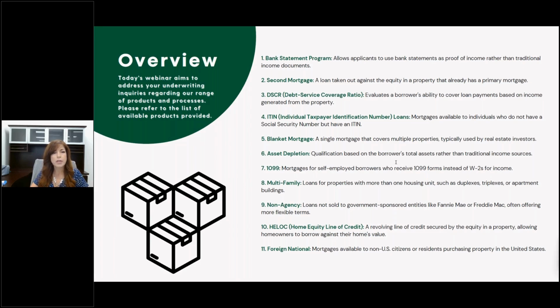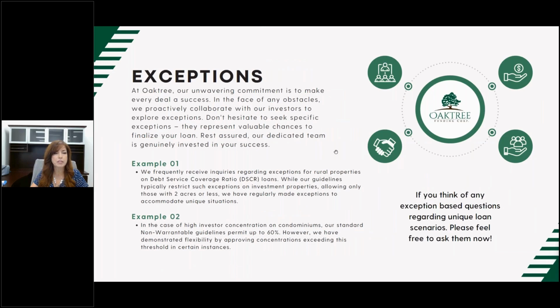All right, moving on, exceptions. Now, one thing that is good about non-QM loans is that not everything is black and white. Like if you're FHA conforming, these are their guidelines, you've got to follow these guidelines and that's it. Where we have a lot more flexibility, as I mentioned before, with non-QM loans, and we work closely with our investors to do make-sense loans. So we do offer exceptions.